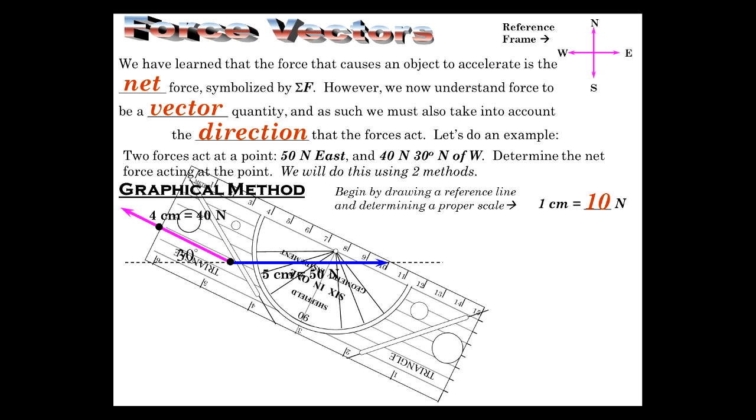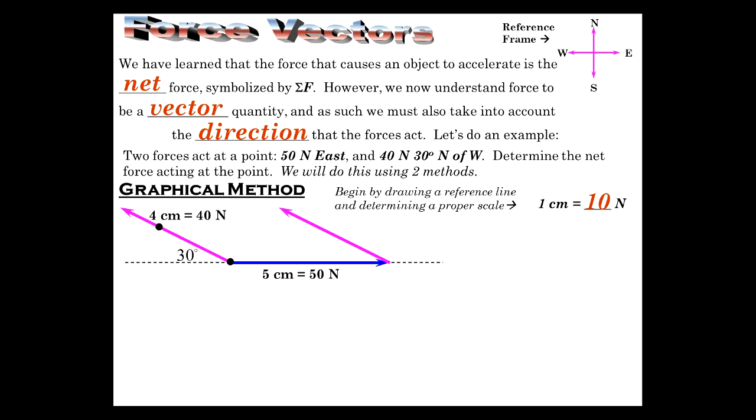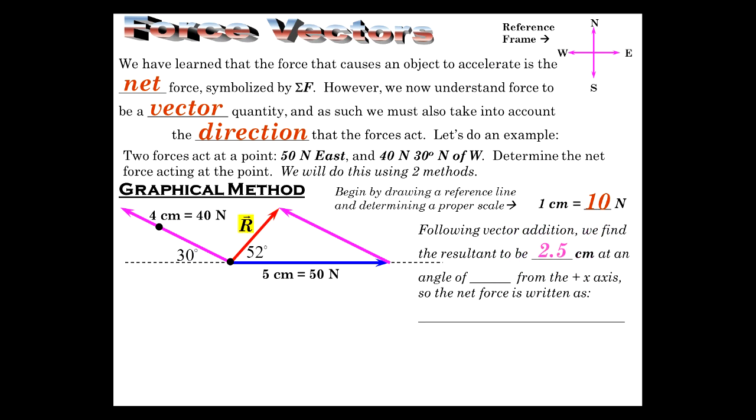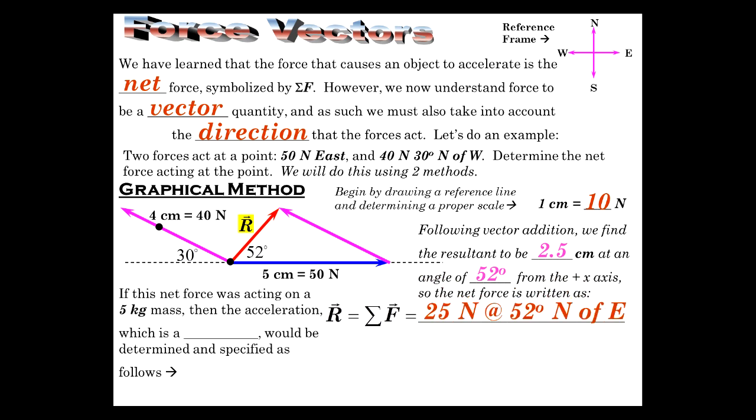And now let us add the vectors. So they're both acting at this point, but to add them we go tail to tip. That's how we do it all the time. Adding vectors is tail to tip. So there it is. The resultant will be this. So we measure the resultant and measure the angle, and it's 2.5 centimeters at an angle of 52 degrees. So the net force is written as sum of F is 25 newtons at 52 degrees north of east.